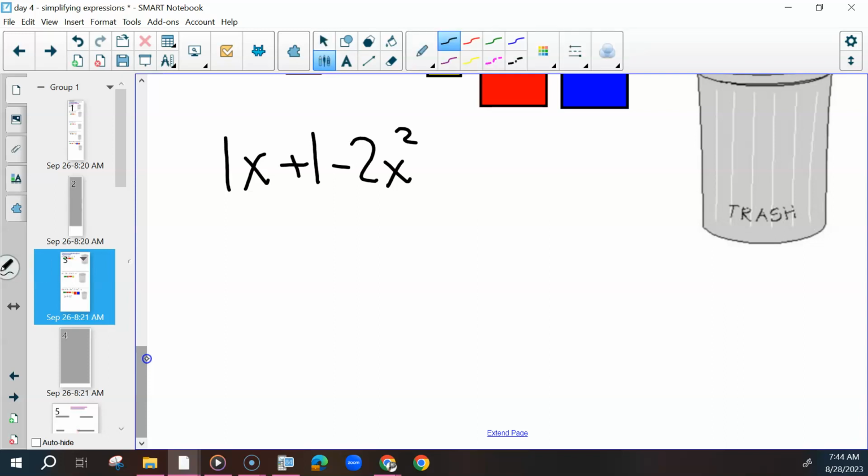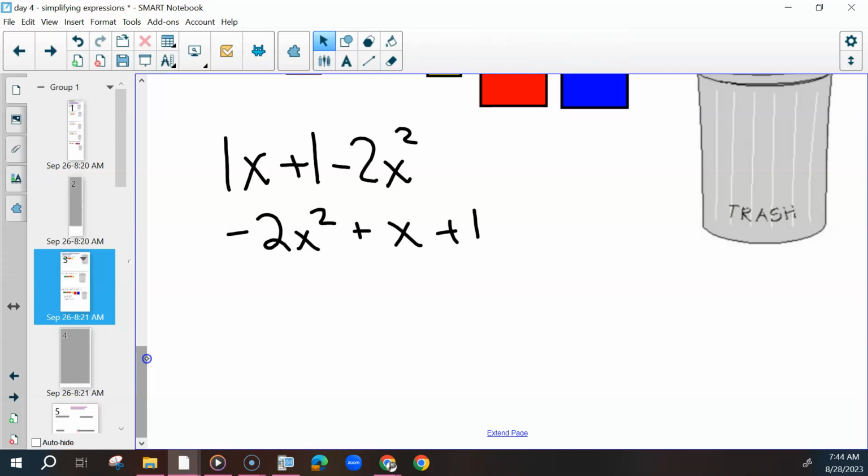The correct order is negative 2x squared plus x. So we always have to go highest exponent to lowest exponent. We'll talk about exponents not in this unit, but this really has an exponent of 1. This doesn't have an exponent at all. So we want constants last always. That's the standard order.